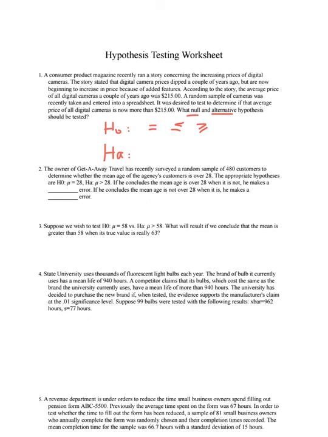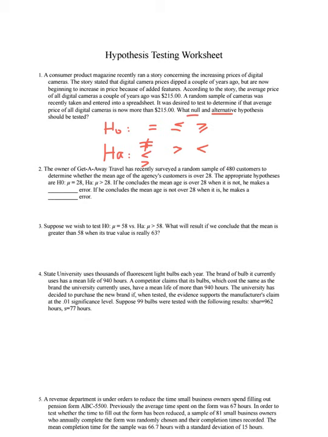And for HA, we have another principle. HA is always contradictory to H sub 0. If H sub 0 is equal, HA will be not equal or less than or bigger than. If our H0 is less than or equal to, our HA will be bigger than. If our H0 is bigger than or equal to, our HA will be less than.